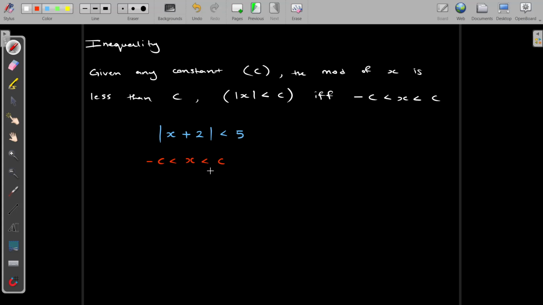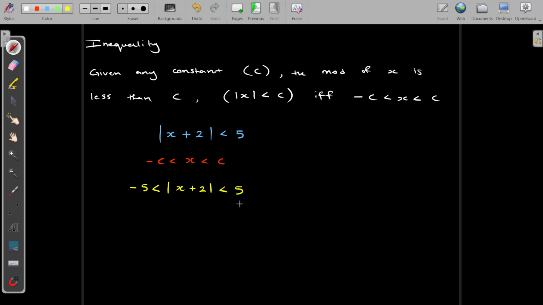So we need to write it in the form where x is greater than the negative of this constant but less than the positive of this constant. So what I mean by that is we're going to take negative 5 and we're going to say that negative 5 is less than the modulus of x plus 2, and this is less than 5.